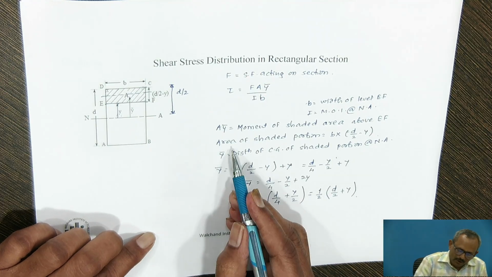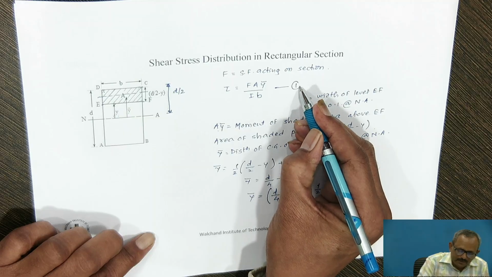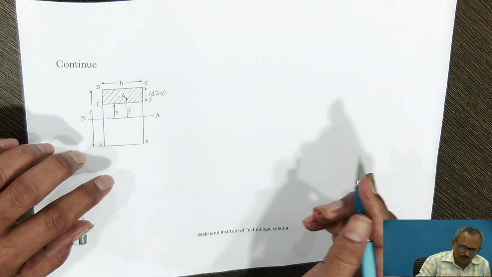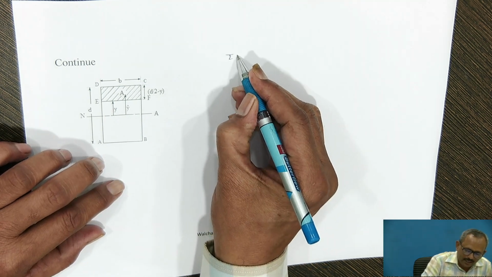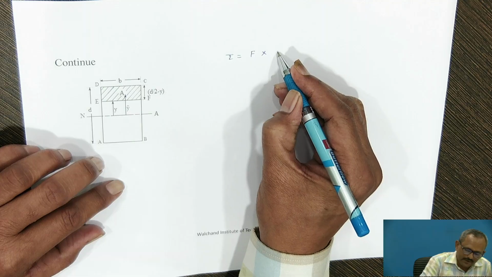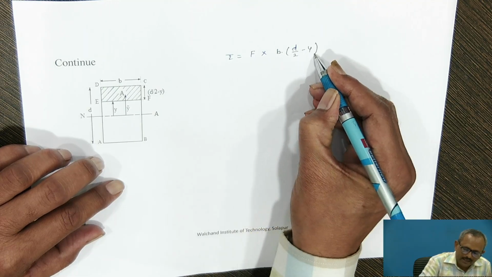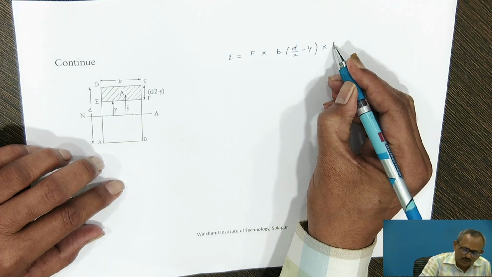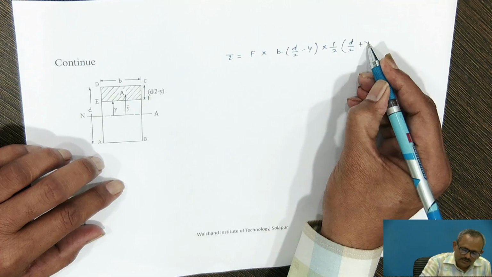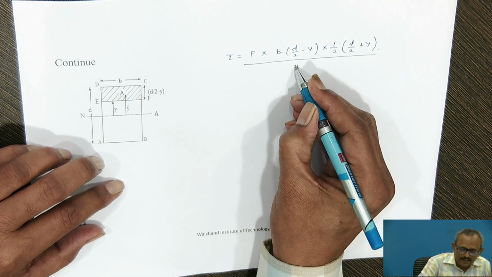So putting the value of A into y bar in this particular equation number 1, tau is equal to F into area which we have calculated, B into d by 2 minus y, into y bar, which is 1 upon 2 into d by 2 plus y, divided by I into B.